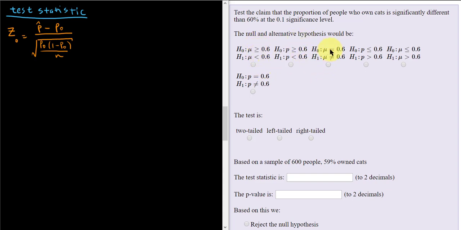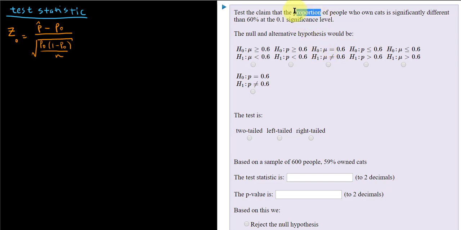Now they've given us some options regarding the letter P and the letter mu. None of the options with the letter mu will apply because we are looking at the proportion. So we can single out all the ones with the letter P. And furthermore, we want 60% to be the hypothesized value in the null and alternative hypothesis. They all have 0.6, so we can't single anything out there.